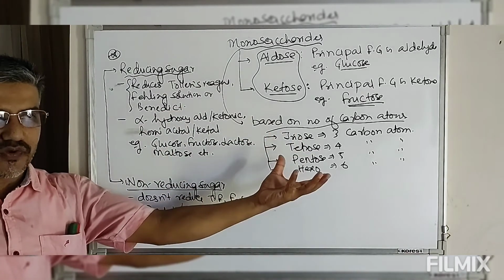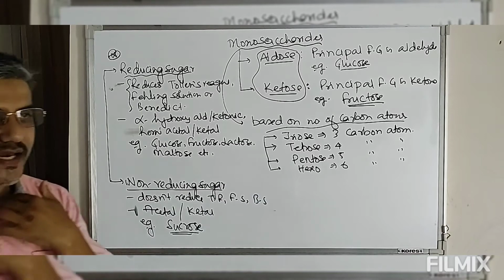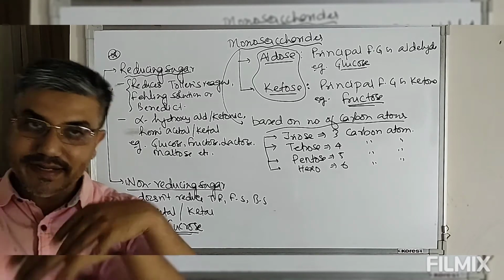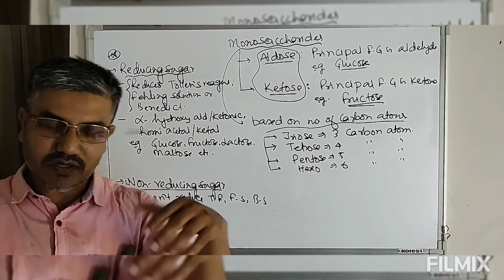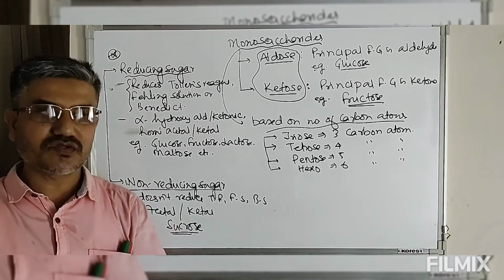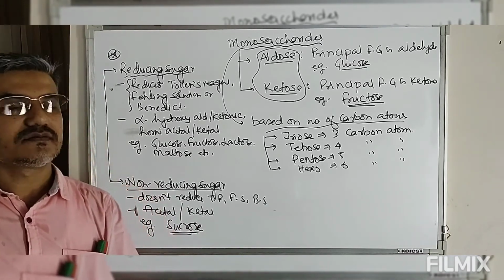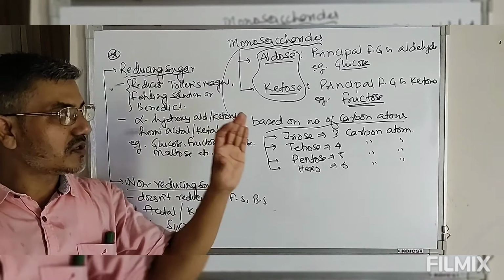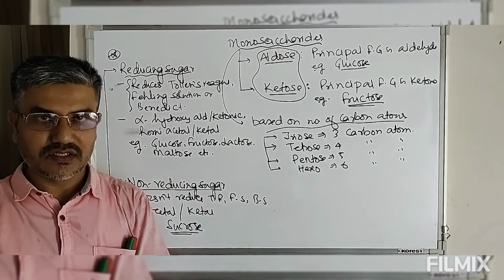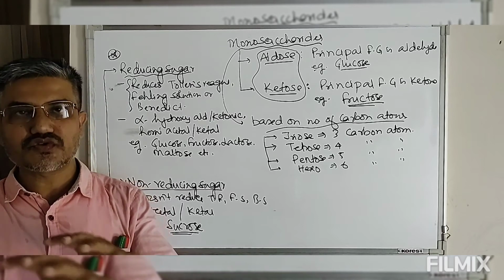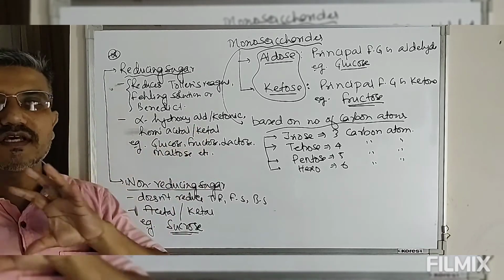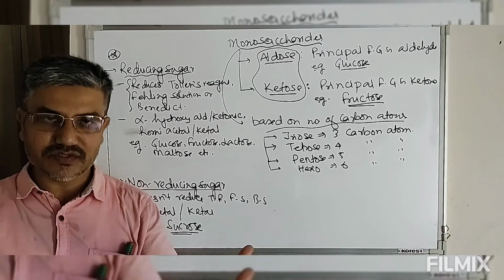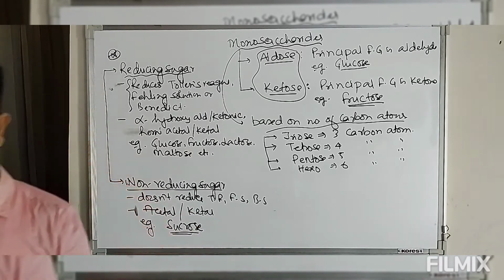On the other hand, now look at this, we have polysaccharides. As we have seen, polysaccharides are those carbohydrates containing more than 10 monosaccharide units. The best example is starch. Starch, cellulose, etc. are known as polysaccharides. So polysaccharides are those having more than 10 saccharide units.